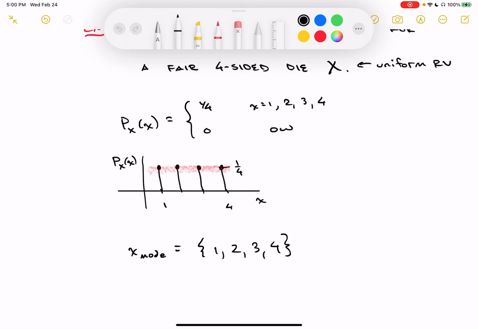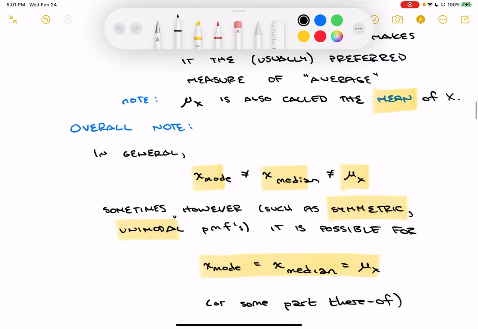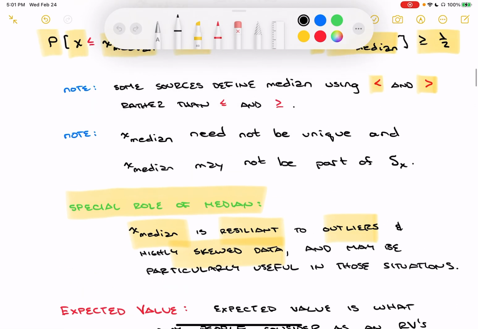We had made the comment before that modes do not have to be unique, and we certainly see that in this case. The mode is not unique. The mode is actually every single value in the range space of X. So that's the mode in this case. If I was going to look at the median, what is x median? What is the median value? If we go back to the definition, we look at that median value.